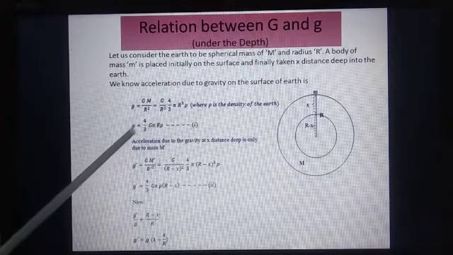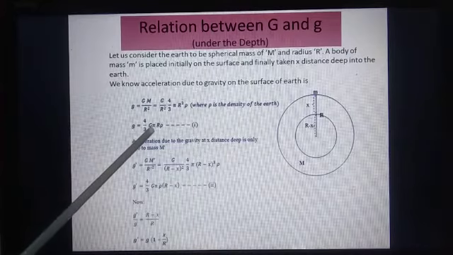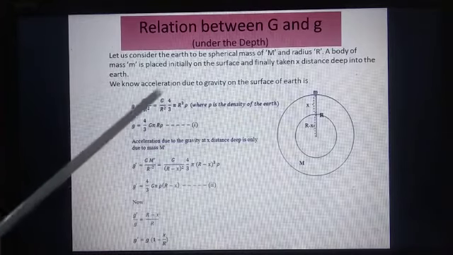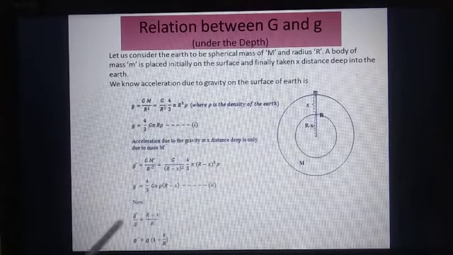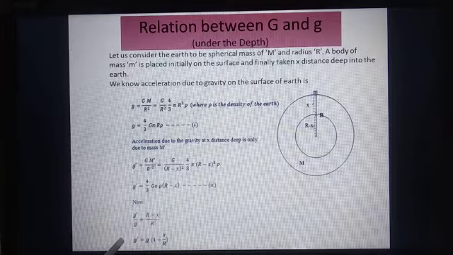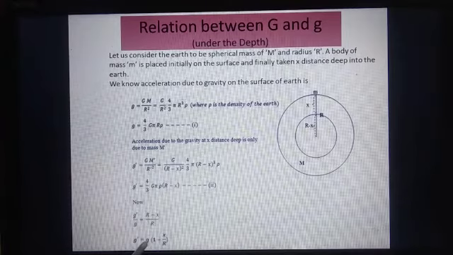Therefore our formula becomes small g equals 4 by 3 G pi r rho. After solving this, we get the relation g dash, the acceleration under the depth of earth, equals to g, the acceleration due to gravity on the surface of earth. So this is the relation between acceleration due to gravity on the surface of earth and under the depth.